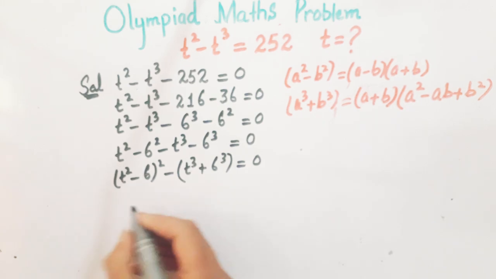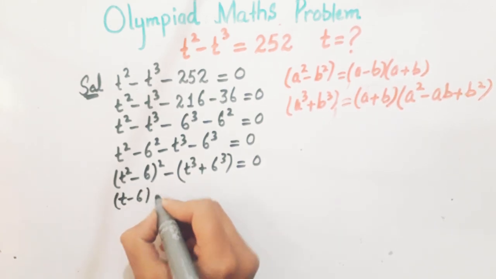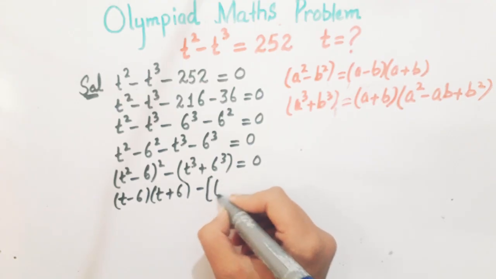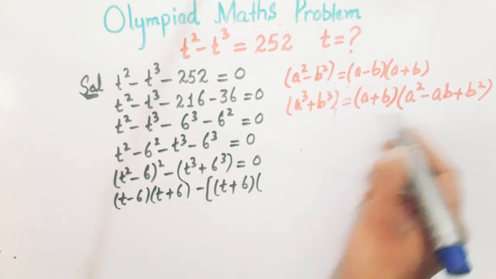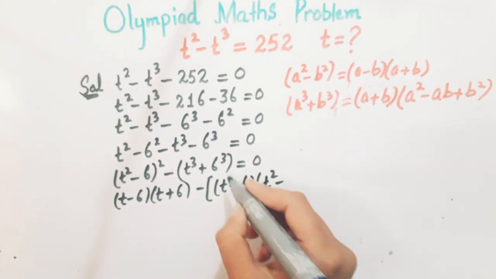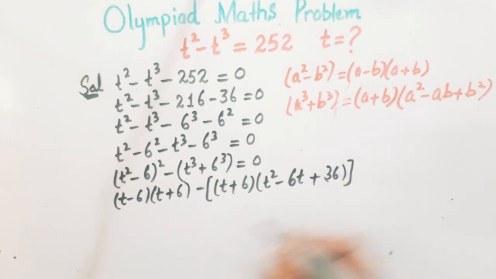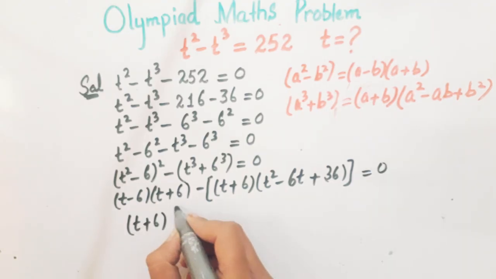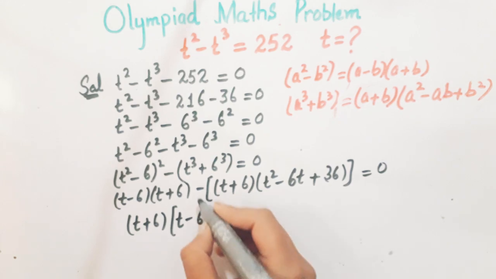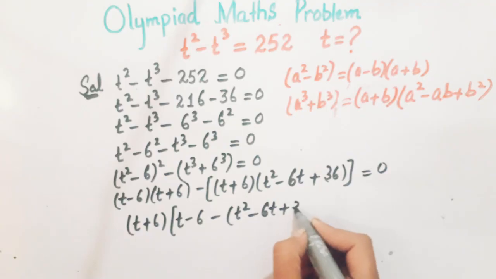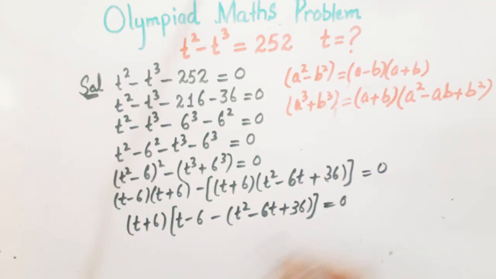So according to this formula, we will write this as t minus 6 into t plus 6, and minus is taken as common. So this will be t plus 6 into a square means t square, minus ab means 6t, and plus b square means 36. Now from this equation we can take t plus 6 as common. So remaining will be t minus 6 minus t square minus 6t plus 36, that equals 0.